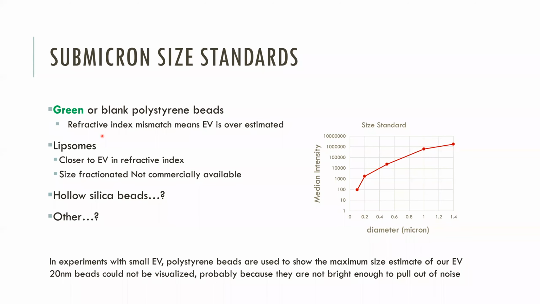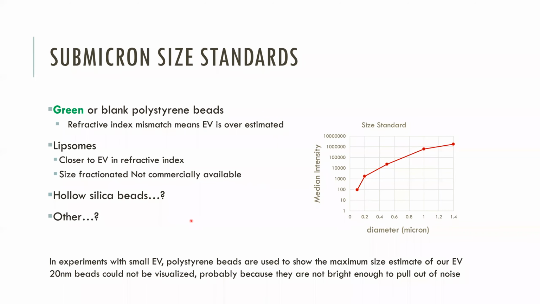The EVs are membrane-bound particles. They're pretty transparent to the laser, whereas a polystyrene bead is quite opaque to the laser and scatters more light. So you're always going to overestimate the size of your EV on the side scatter scale when your standard curve is based on these. A lot of people have proposed using liposomes. They're much closer in refractive index, so you'd get a better, more accurate measurement of size. However, you can't find commercially available size-fractionated liposomes, at least not that I have located. There was a proposal to use hollow silica beads. I haven't seen those commercialized, and we haven't looked at them.